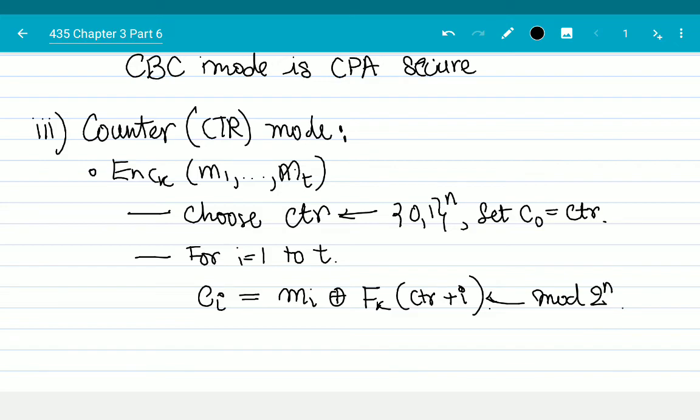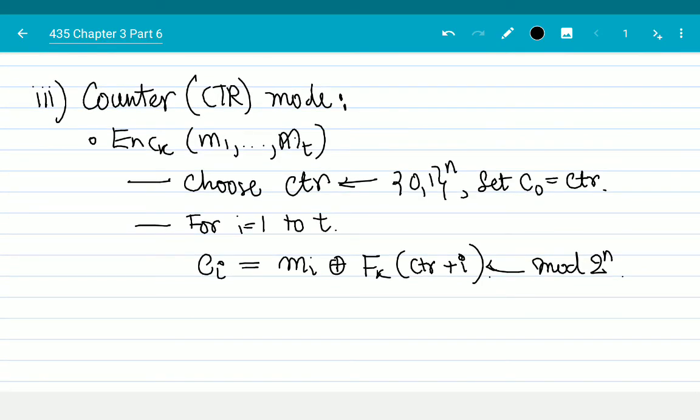So it's a sum, not a bitwise sum. You can think of them as members of mod 2 to the n. Take the sum, use them. Okay, and then output C0, C1, dot dot dot, CT. Okay, and this is much easier, and decryption is more or less straightforward, and it can be fully parallelized.